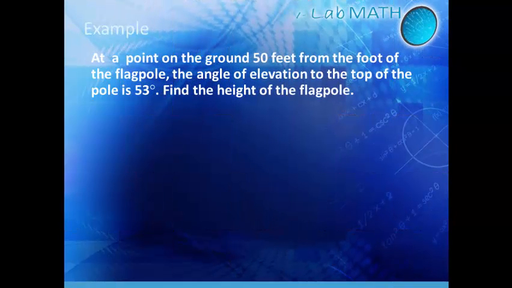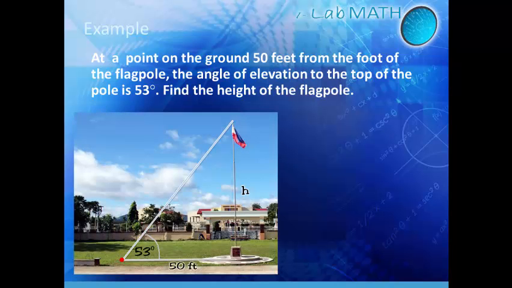it to this example. At a point on the ground 50 feet from the foot of the flagpole, the angle of elevation to the top of the pole is 53 degrees. Find the height of the flagpole. Here is the figure. Acute angle 53 degrees. The height of the pole, which is 50 feet away from that point.